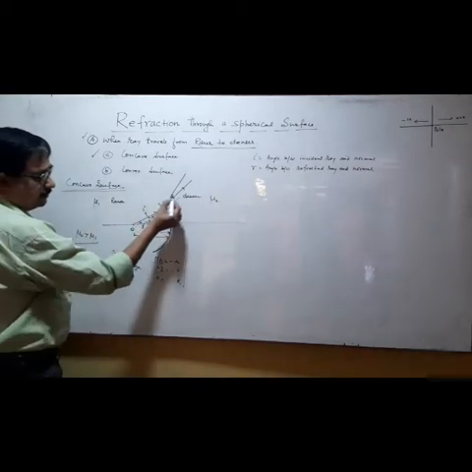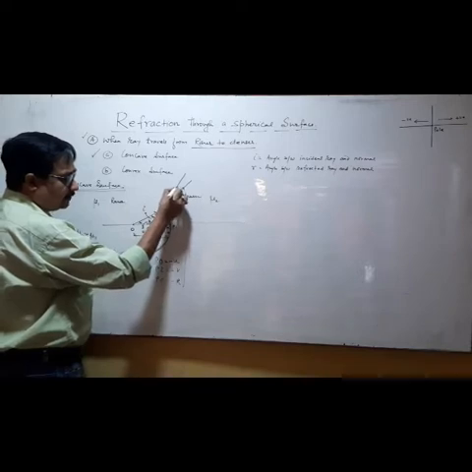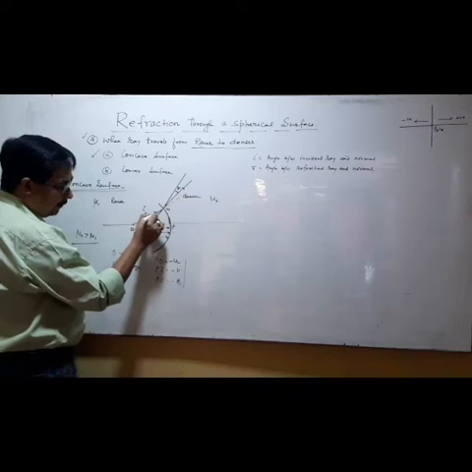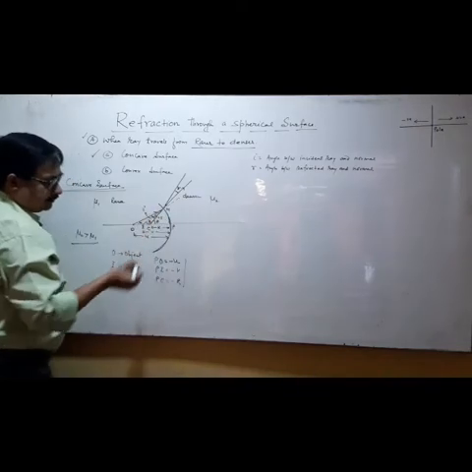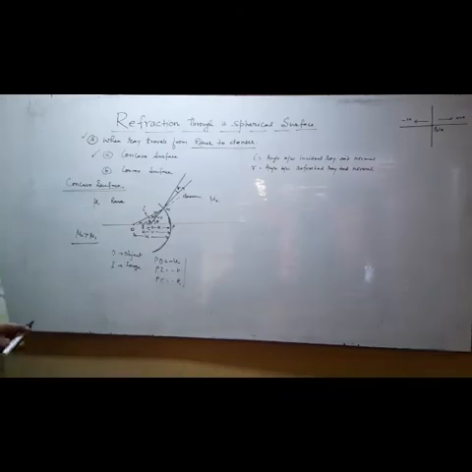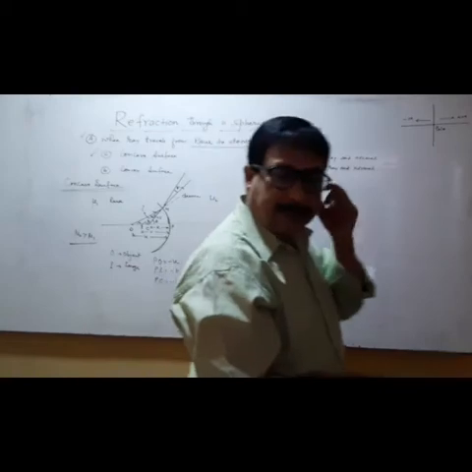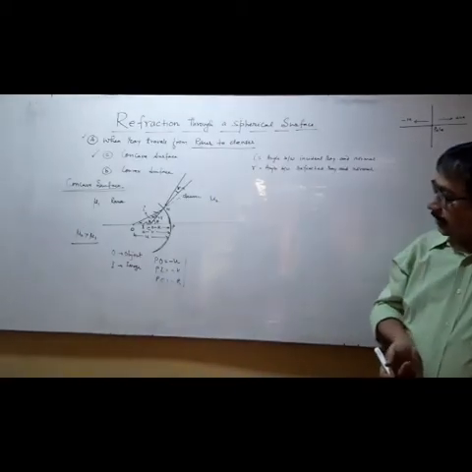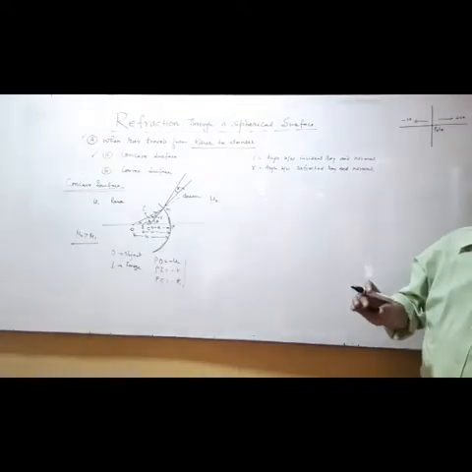And this is your refracted ray and this is the normal. This angle is R, and as this angle is R, the opposite angle will also be R. So draw a bigger diagram so that you can locate every angle, I and R, everything.